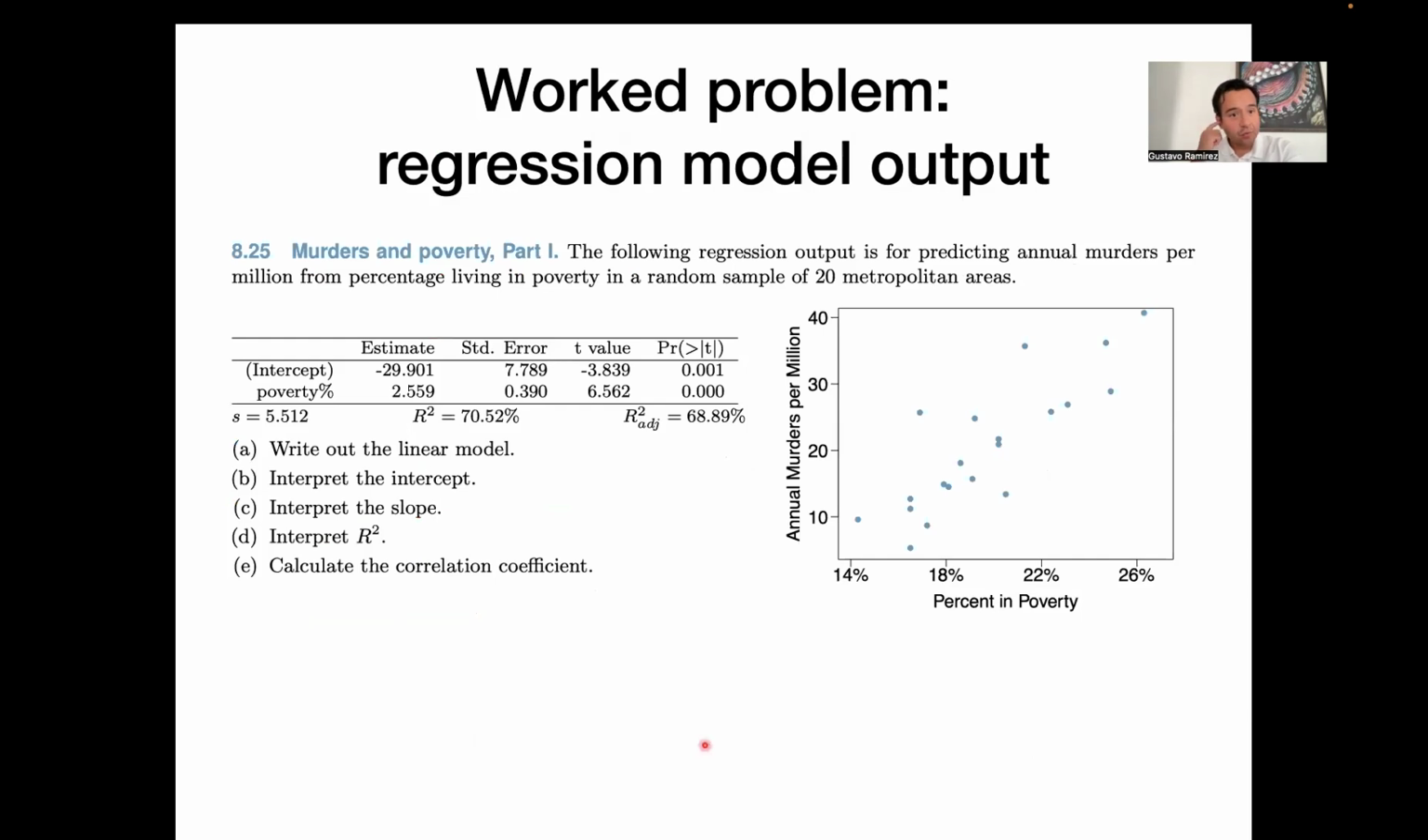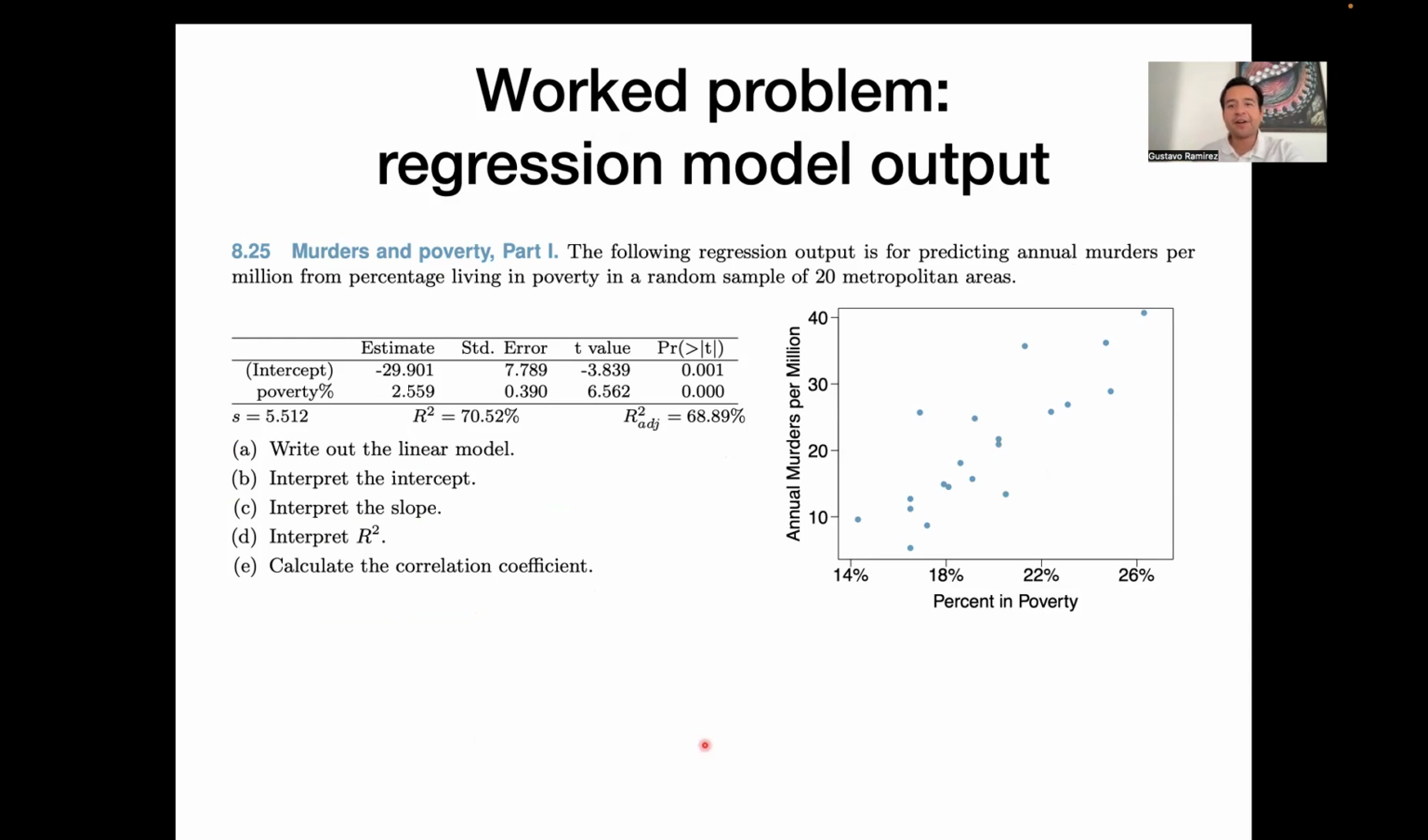All right, let's do one more together here. So this is a work problem. Yeah, let's go ahead and do this together. Again, straight out of the book. This is 8.25 in the book. Not the best of topics, but let's see what the data say right here. So we've got murders and poverty, part one.